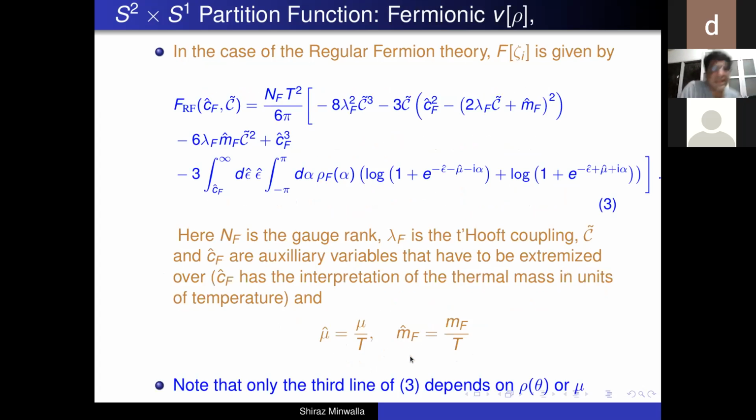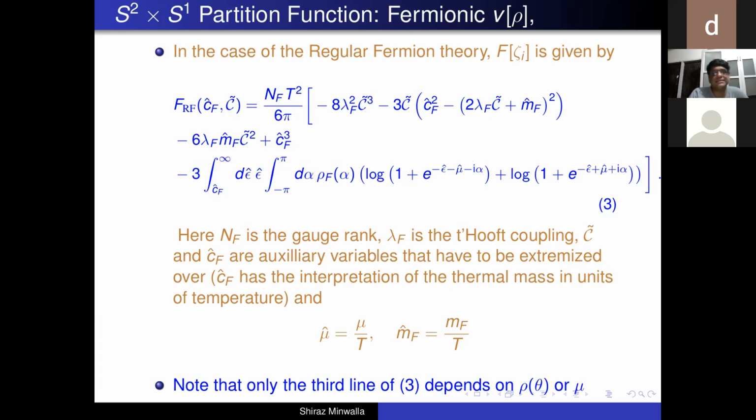Okay, now all that was very abstract. Let me tell you more precisely. In the case of the regular fermion theory, the zetas are two things: the thing we call C_F hat and the thing we call C tilde. This turns out to be the result for the off-shell free energy, which is a function of rho, of microscopic parameters like the fermionic mass, but also of these auxiliary quantities. Remember, at the end, what we're supposed to do is take the answer from this theory and extremize it over these auxiliary quantities, C_F hat and C tilde.